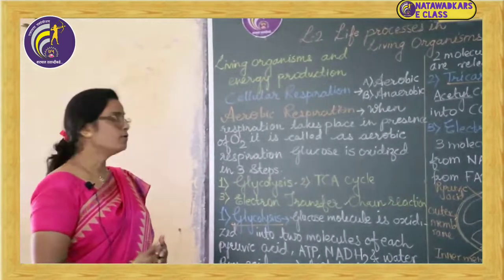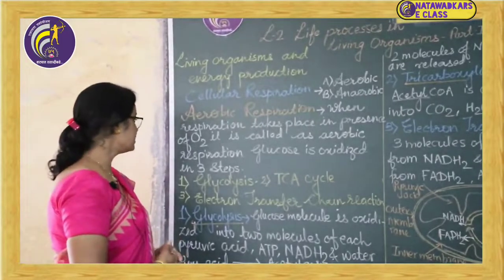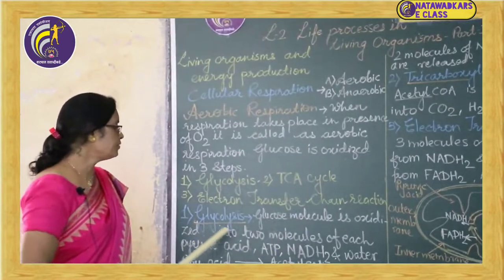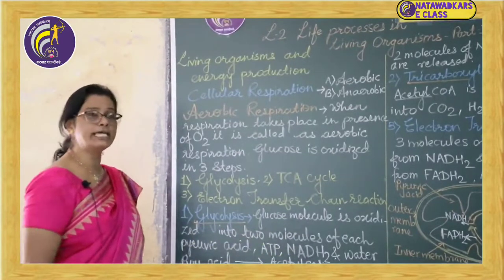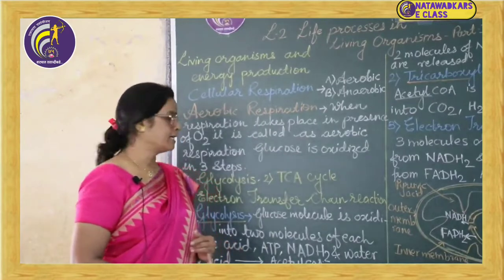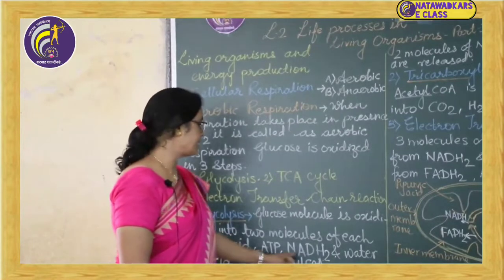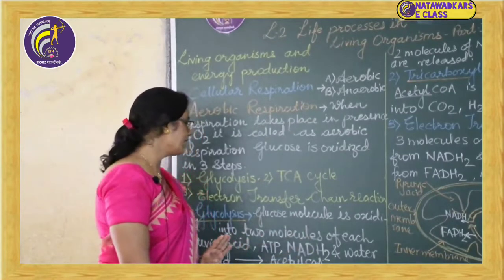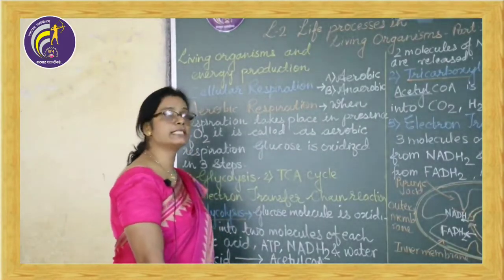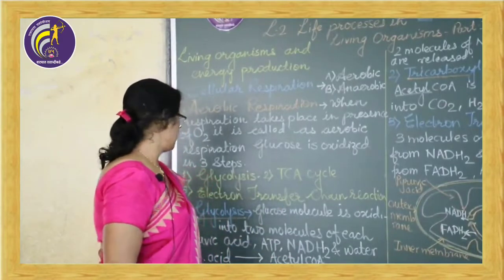You all know that when a glucose molecule enters the cell, it is oxidized into 2 molecules each of pyruvic acid, ATP, NADH2, which is nicotinamide adenine dinucleotide, and water. This glycolysis takes place in the cytoplasmic part of the cell.